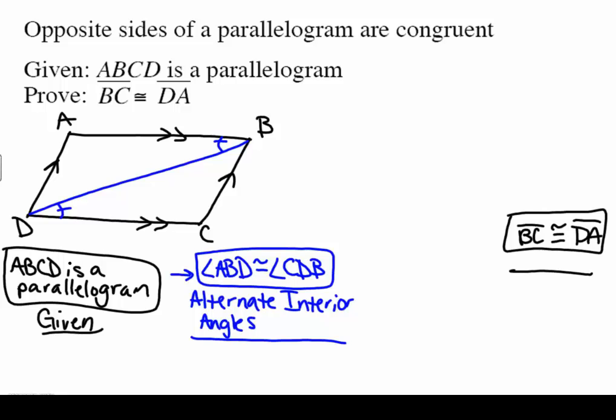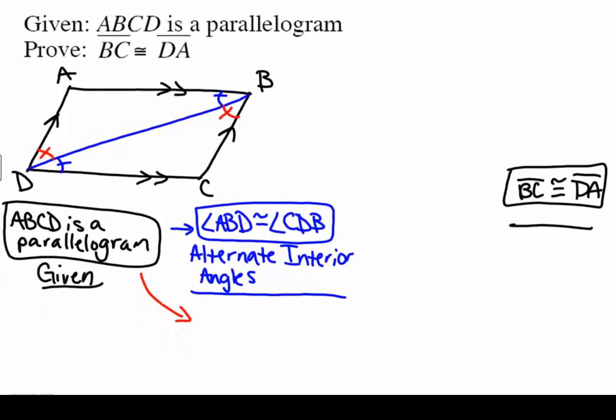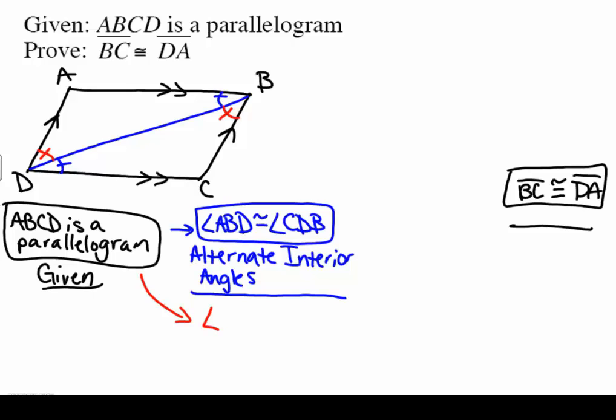Okay. Now, because we also know that segments BC and AD are parallel, then we can say that angle CBD is congruent to angle ADB. So again, angle CBD is congruent to angle ADB. And again, that's alternate interior angles.